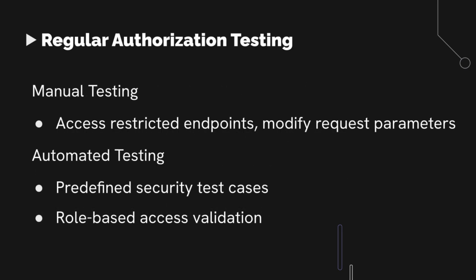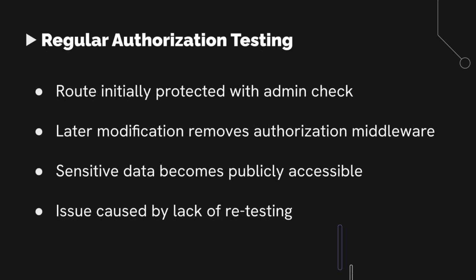It includes manual testing during development, where you try accessing endpoints using different user roles and attempt unauthorized actions. It also includes automated testing, where the user defines security test cases like a normal user should not access admin routes, a user should only access their own resources, and most importantly, it includes negative testing, checking what should not be allowed, such as modifying IDs, changing roles in the request, or accessing endpoints without authentication. In short, regular authorization testing ensures your security does not degrade over time, because authorization is not a one-time setup, it is a continuous validating process.